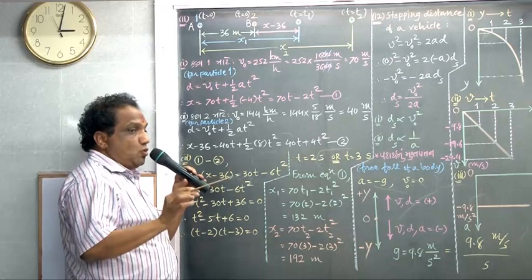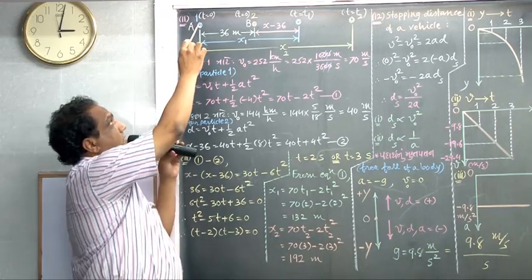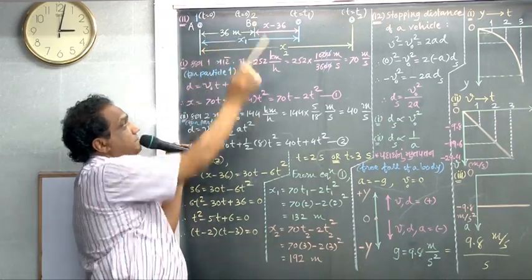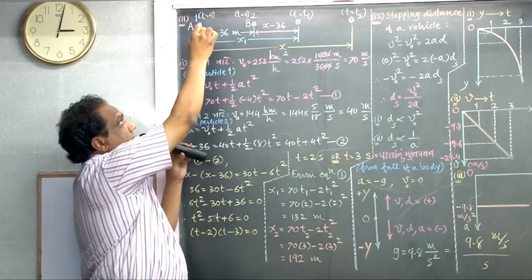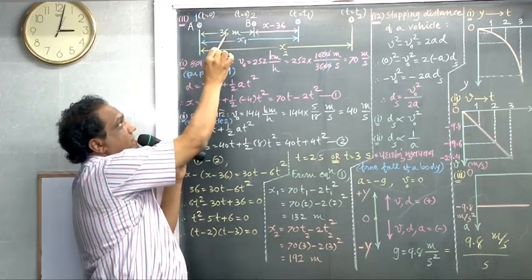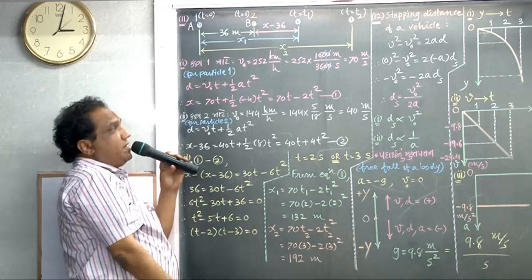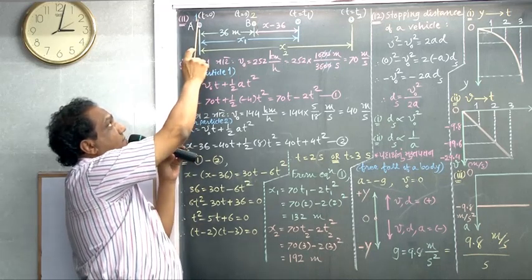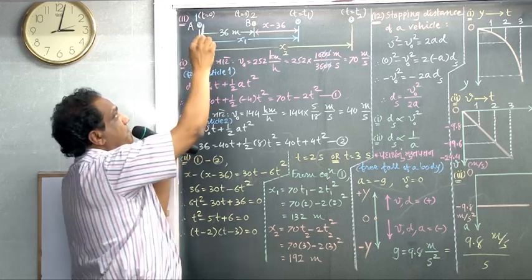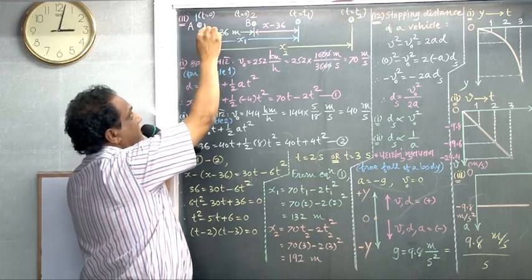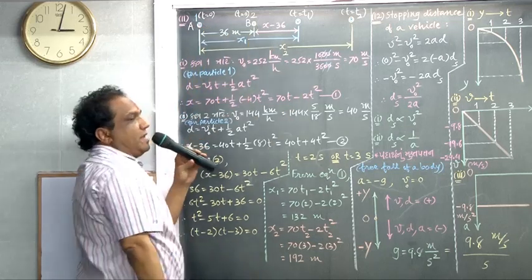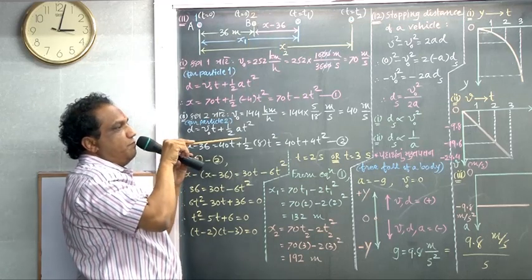we have 2 points A and B. Distance AB they have given 36 meter. One particle, say particle number 1, starts from point A, right? It moves towards point B.